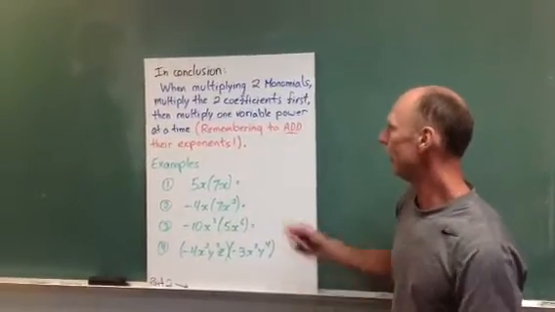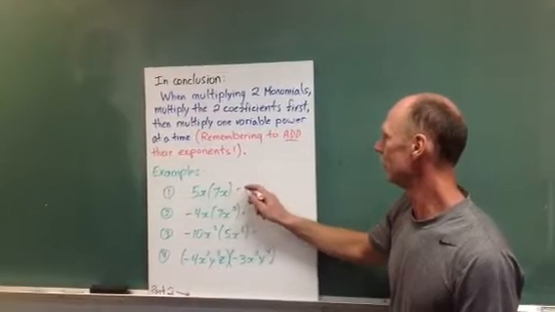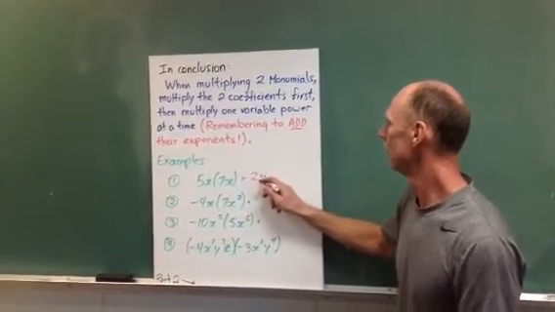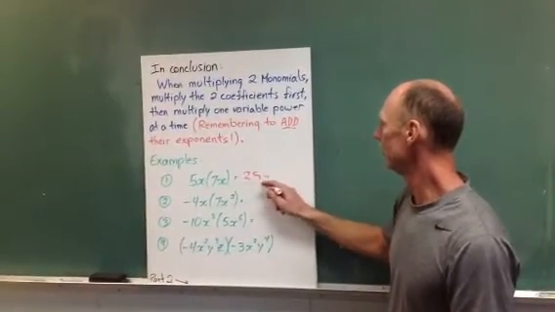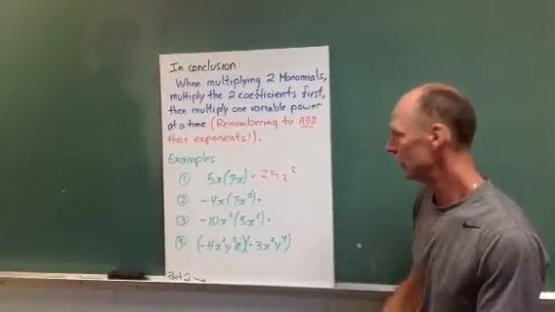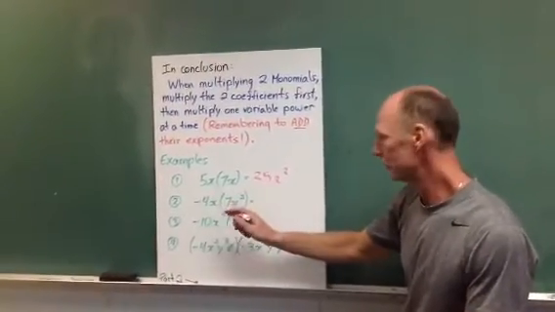So for example, 5x times 7x. 5 times 7 is 35. x times x is x squared. Done. We could do the same thing using the algebra tiles.